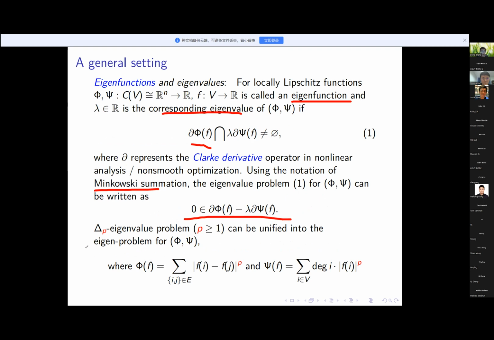And then we can unify the p-Laplacian eigenvalue problem in the following way. The eigenvalue problem for p-Laplacian with p larger than or equal to 1 can be unified into the eigenvalue problem for the function pair phi, psi. Here phi is a p-homogeneous total variation functional, and psi is a weighted L^p norm to its power p.